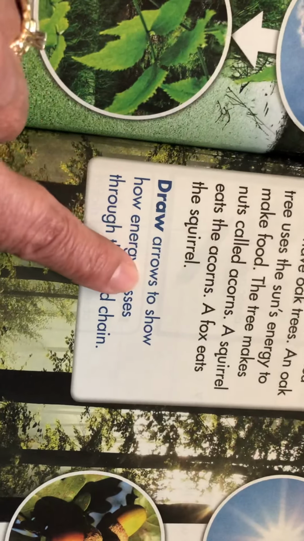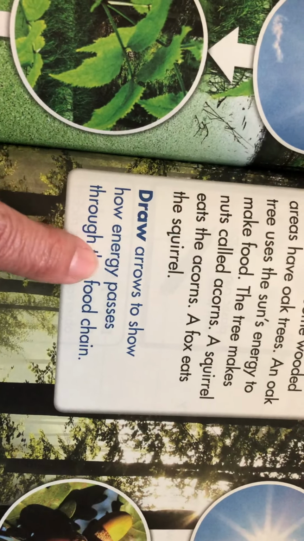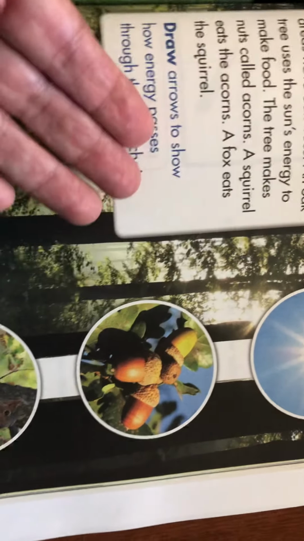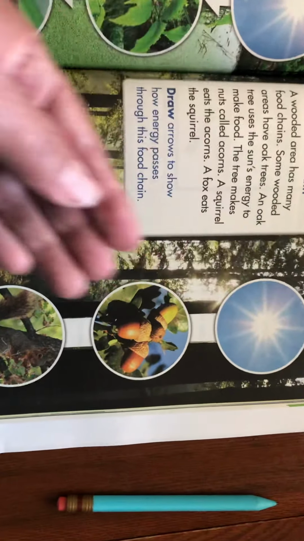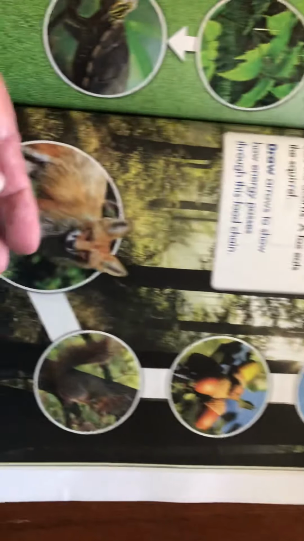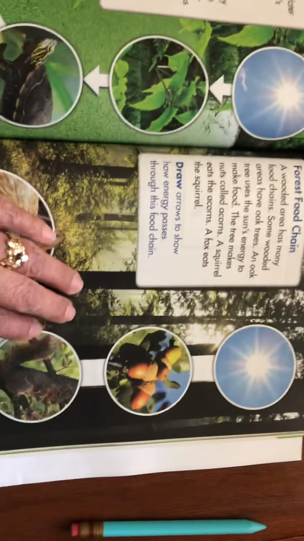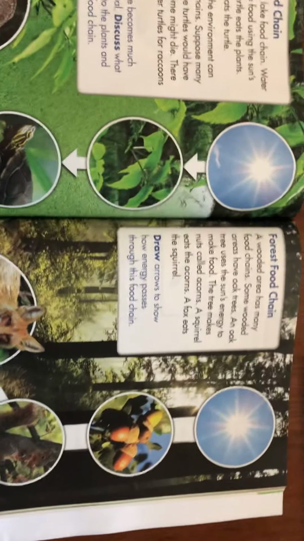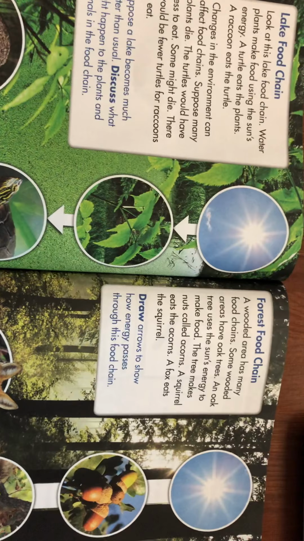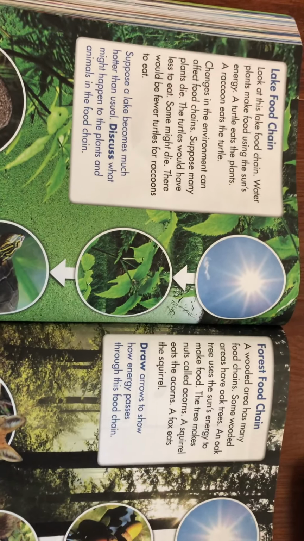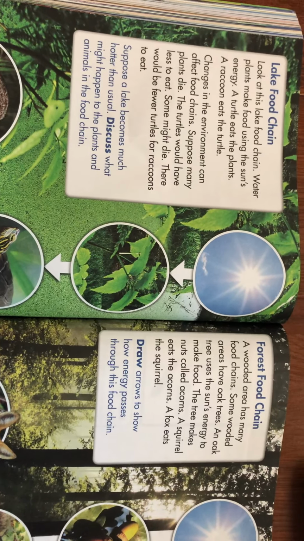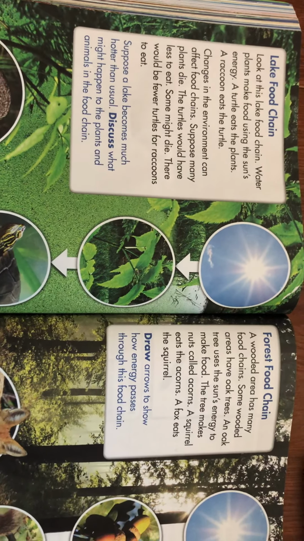You can make the arrows to show how energy passes through this food chain. Where does the energy start? And then it goes to what? And then it goes to what? And then it goes to what? If you want to, you can look on this side. It's almost the same. Okay, there's your science reading, and we'll do our science later. Underline important parts here, okay? All right.